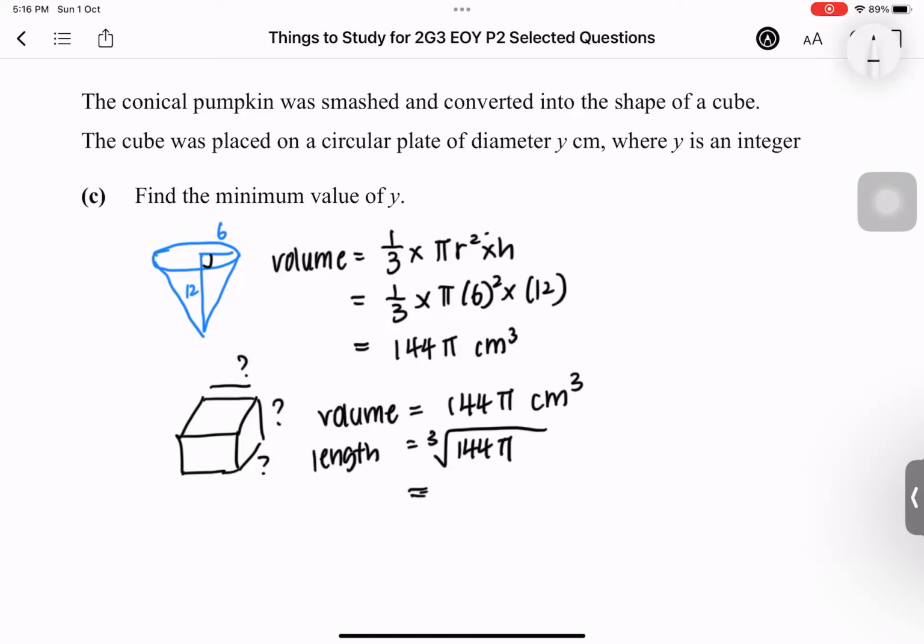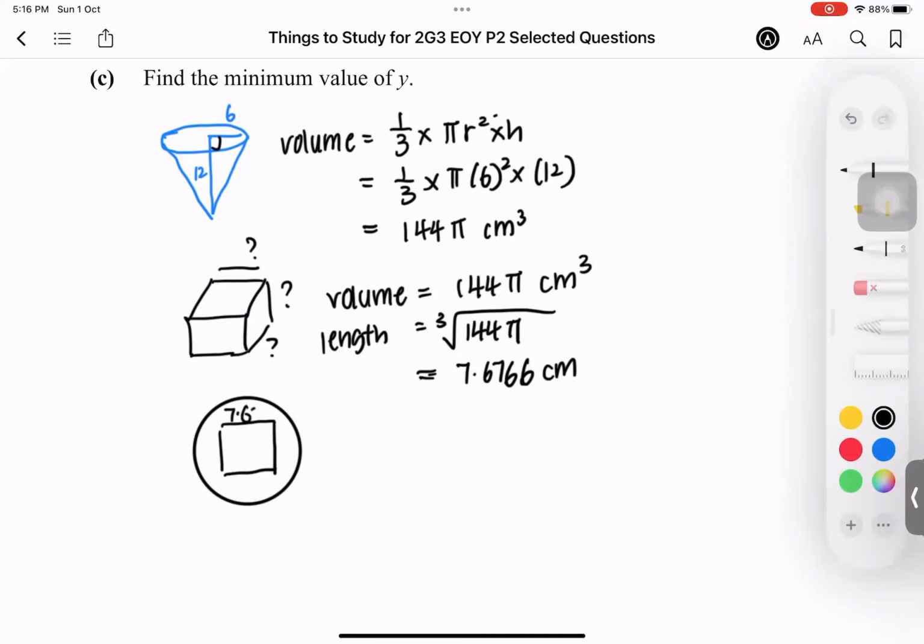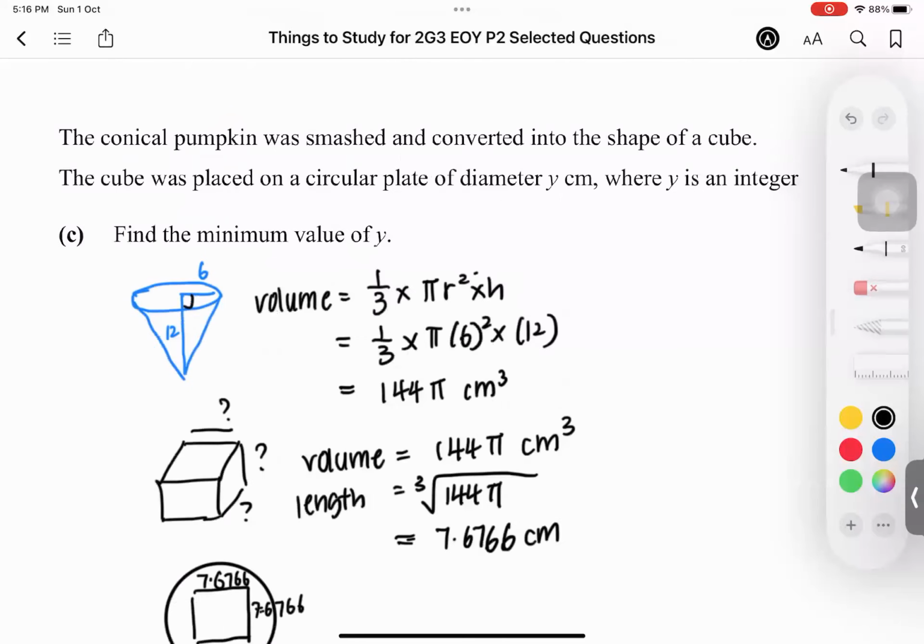cube root of 144 times π, and I get 7.6766 (5 decimal places in my working) cm. So now if I were to put this on my circular plate, looking at it from the top, the cube will be somewhere inside here. I know this side is 7.6766, then this is also 7.6766. I need to be able to fit it in and to find the radius, the diameter.